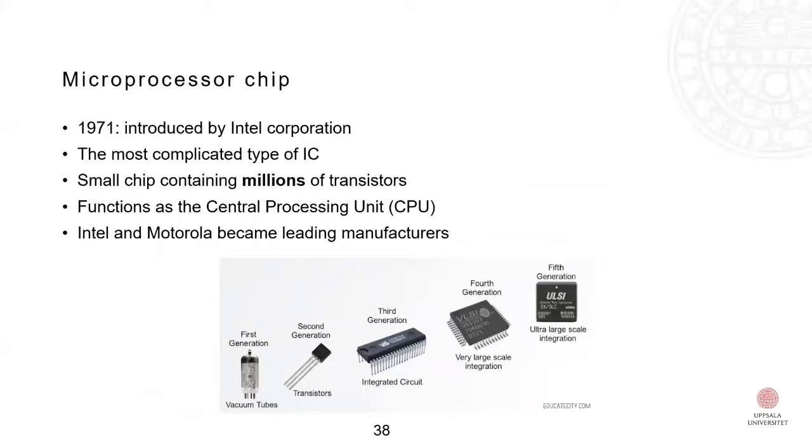After the generation of ICs, we have the invention of microprocessors, which were introduced by Intel Corporation. Microprocessor chips are the most sophisticated type of ICs. ICs have a circuit inside them. Microprocessors are like them, but this circuit is so powerful that it acts like a CPU, and it has millions of transistors in it. Intel and Motorola became leading manufacturers of microprocessor chips.